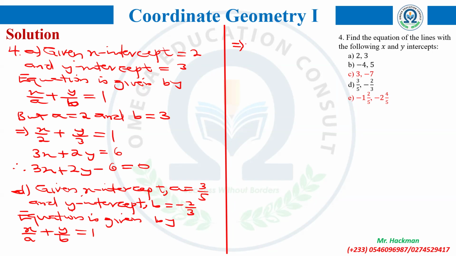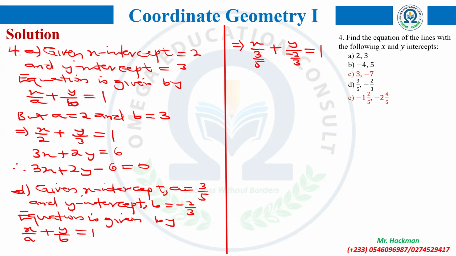So now what do we write? This implies that x over a is not a pretty fraction, but we are not bothered, 3 on 5, plus y on b is minus 2 on 3. We are not bothered. Is equal to 1. So we know that this is the same as x divided by 3 on 5, which will be the same as x times 5 on 3. Is that clear?